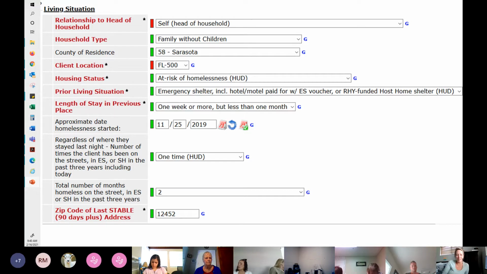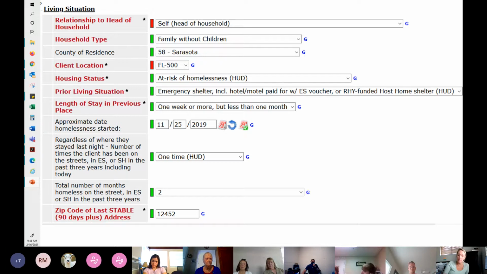HUD, on the other hand, thinks that prior living situation is a clear indicator that means, where did you stay last night? We all know that if we've been working in the system, prior living situation, if we ask someone, what's your prior living situation? You're going to think, where did I stay before I was homeless, right? That's not what the question is asking. The question is asking, where did you stay last night?